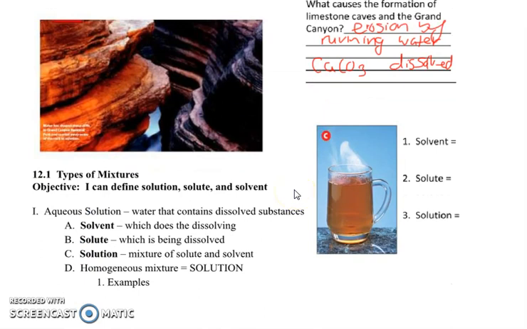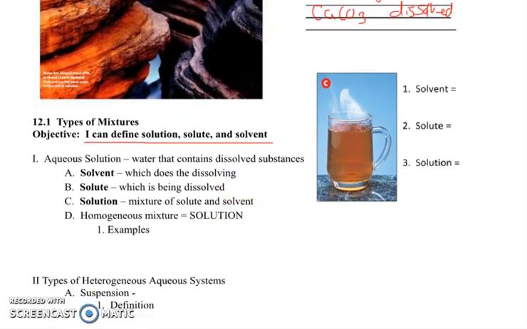Okay, so we're looking at different types of mixtures. Here's our objective. I can define solution, solute, and solvent. So these are the key vocabulary words that you need to have. We learned aqueous solution in chapter 8. That's when water is containing dissolved substances. To go a little bit further, the solvent is that which does the dissolving.